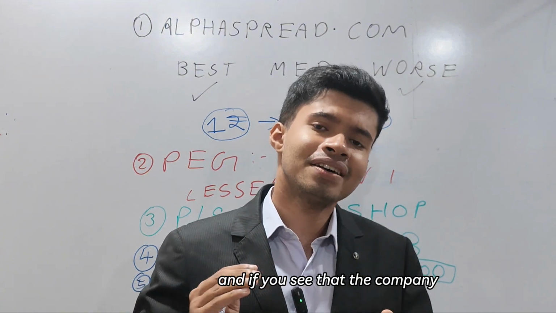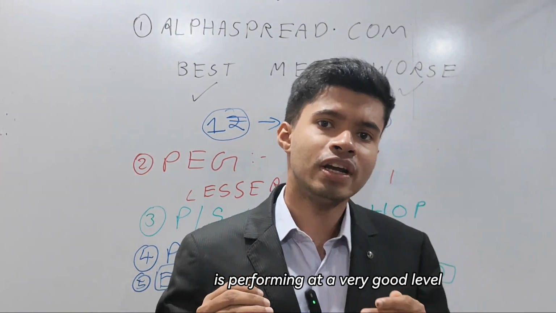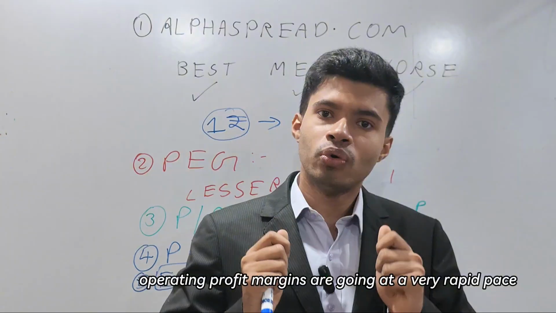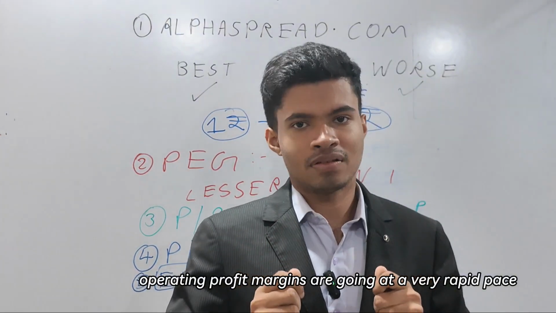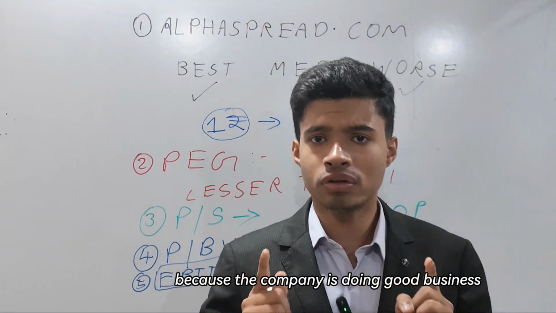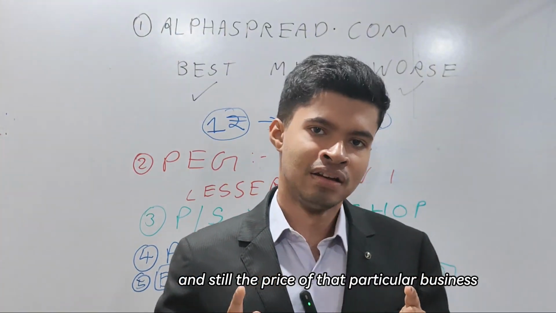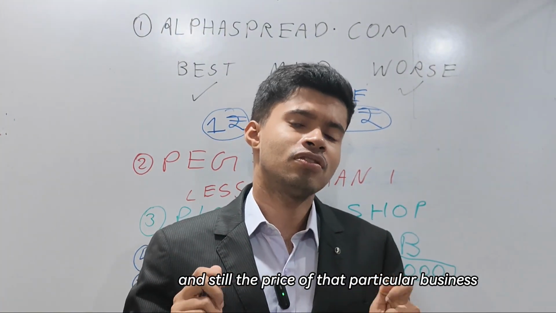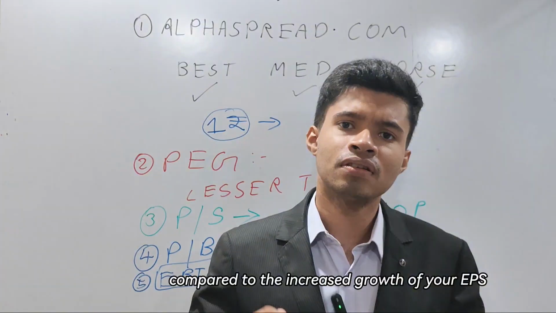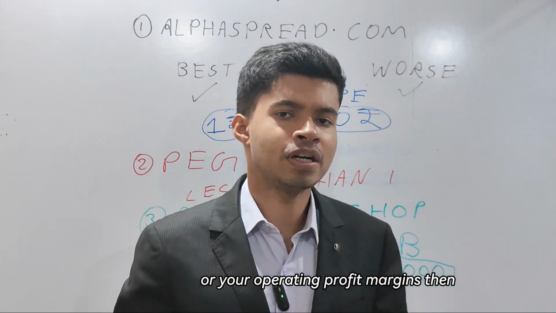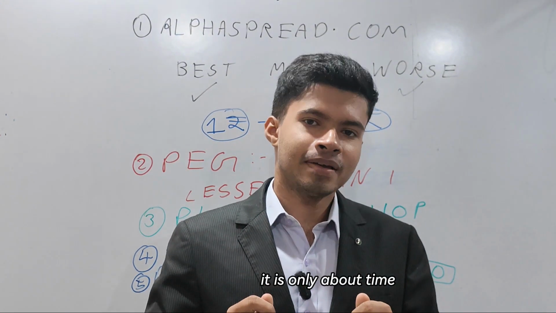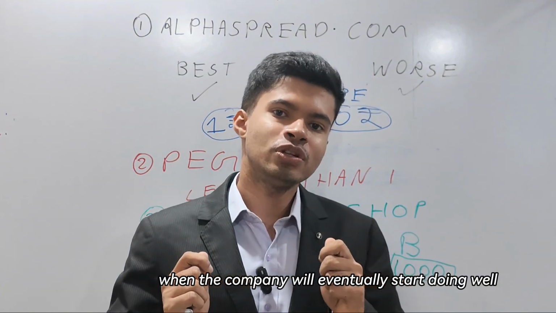And if you see that the company is performing at a very good level, its net profit and operating profit margins are increasing at a rapid pace because the company is doing good business, and still the price of that particular business or stock is not showing compared to the increased growth of your EPS or your operating profit margins, then it is only a matter of time before the company will eventually start doing well.